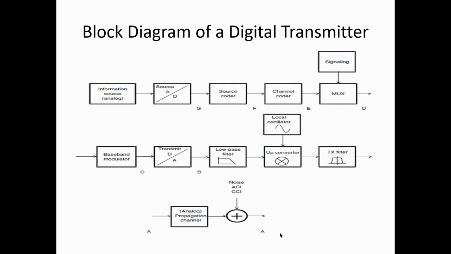So here the multiplexer converts n to 1. That is, n number of bits are converted into a single stream, and that has to be transmitted over the channel. That is the functionality of a multiplexer.